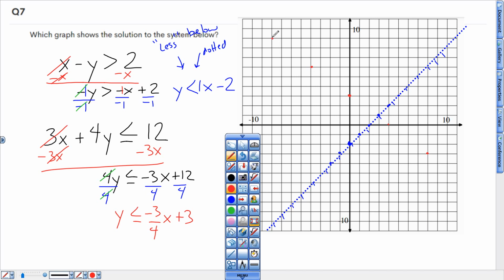Draw your line. For this one, it's going to be a solid line. It's going to be below. This one is less than or equal to, going to be shaded below, just like the red one. So if I graph this one, solid line because of my inequality. And then this one I can see because it's less than, shade a little bit below.